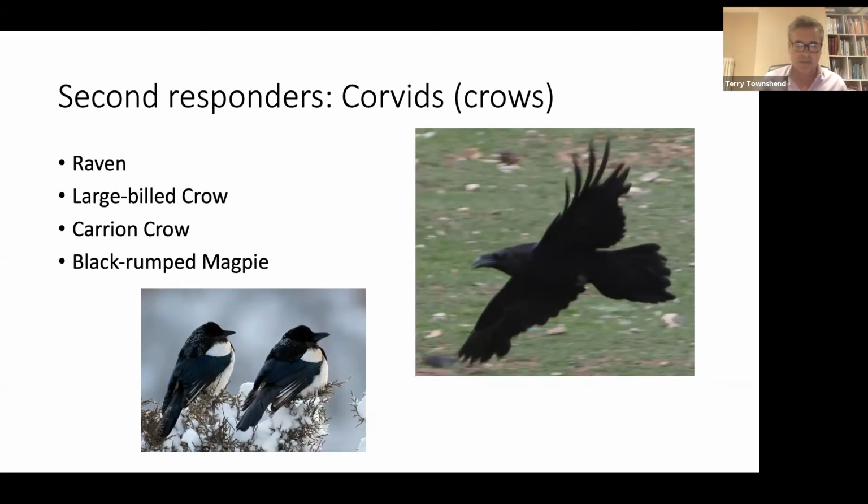Ravens and magpies are all omnivorous, so they can eat a variety of things. They're very intelligent, quite long-lived also. Ravens can live up to 40 years. So yes, they're the sort of second responders, if you like.